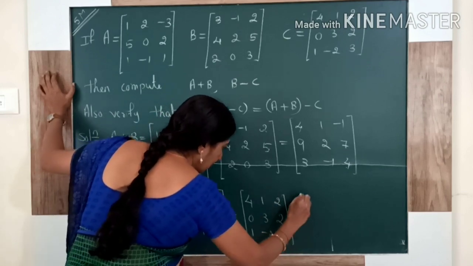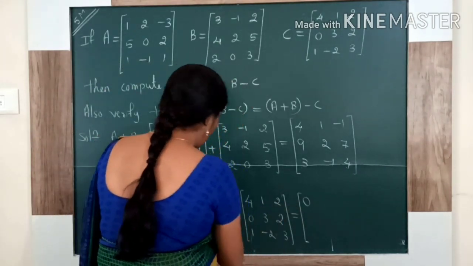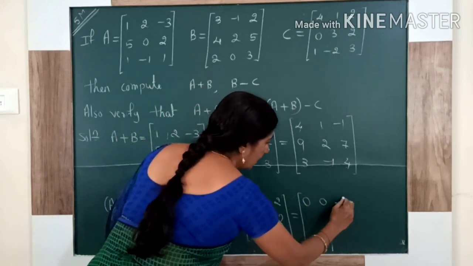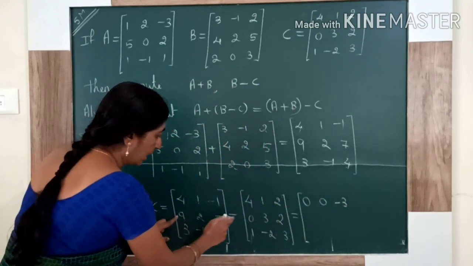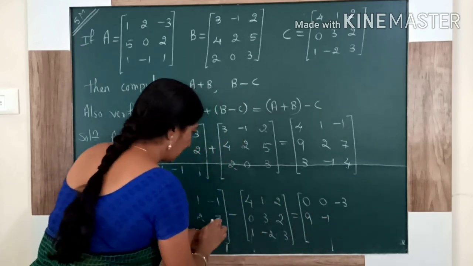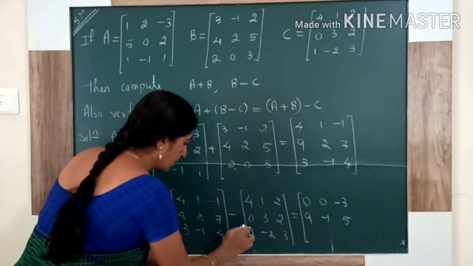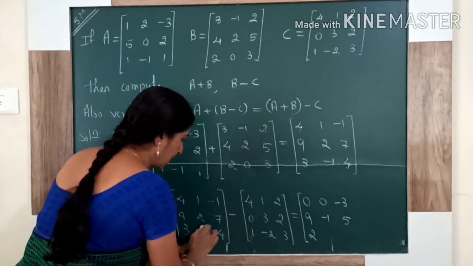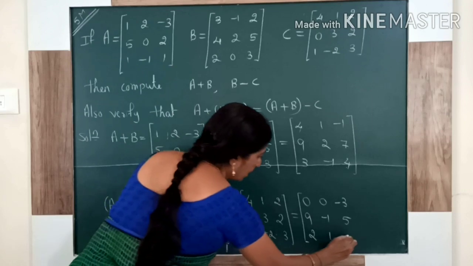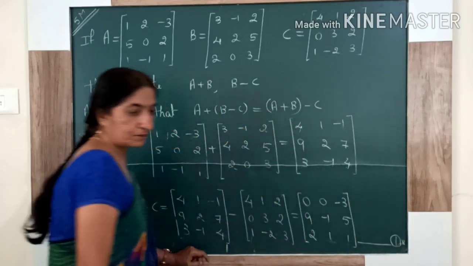Now subtract the corresponding elements. 4 minus 4, 0. 1 minus 1, 0. Minus 1 minus 2, that is minus 3. 9 minus 0, 9. 2 minus 3, minus 1. 7 minus 2, 5. 3 minus 1, 2. Minus 1 minus into minus, plus 1. 4 minus 3, 1. I am taking this as equation 1.